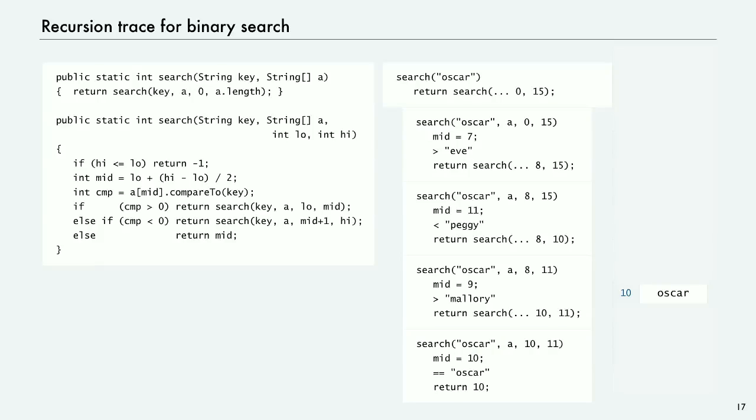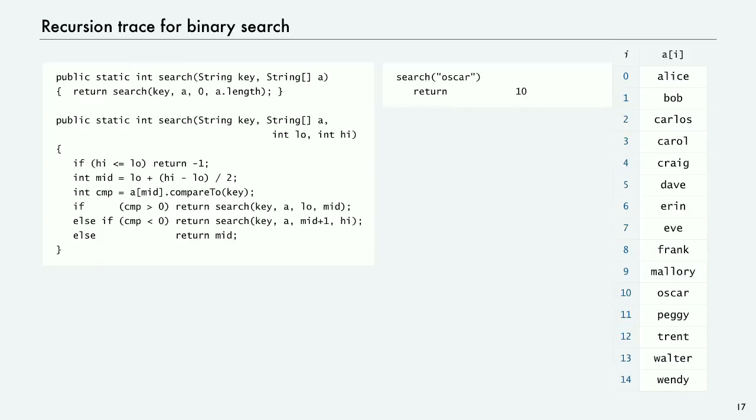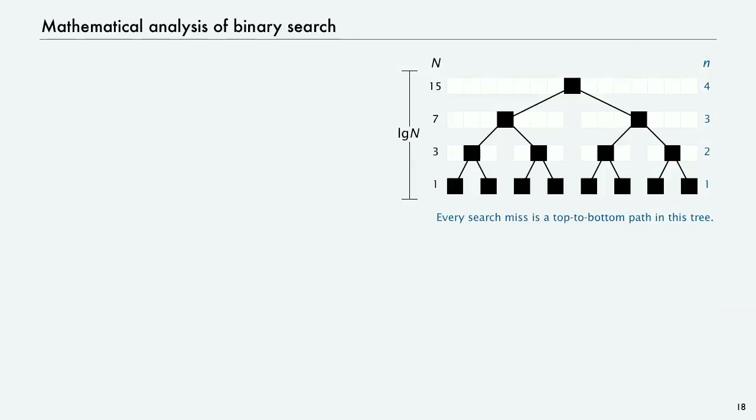10 and 11 is just an array of size 1, and that's where Oscar is, so we return that index. And then we go back up the recursive tree, returning that value all the way up to the main, return 10, and that's a successful search.